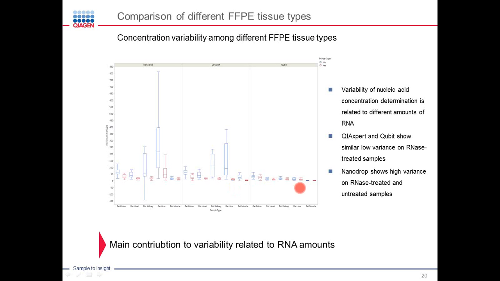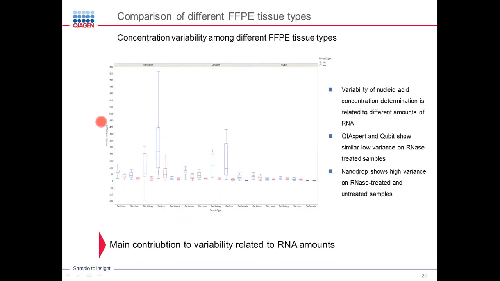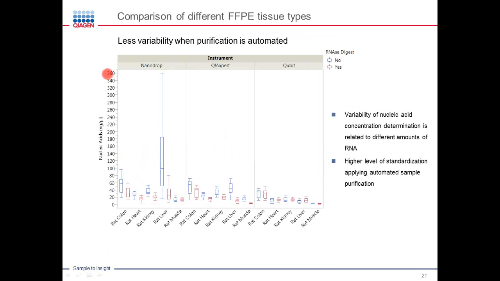So the main contribution to variability is related to the RNA amounts, but we of course drilled down further, also looking at whether automation plays a role here. Does the automated purification procedure get better? Let me quickly go back, because one thing I would like to alert you to is the scale here: on this slide we're looking at a maximum of 850 nanograms per microliter. When you only look at the samples that were purified with the automated procedure, on this slide, the maximum is 360. So the variation is definitely lower using an automated procedure.